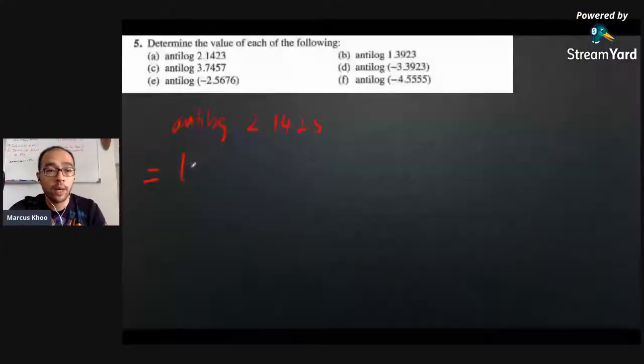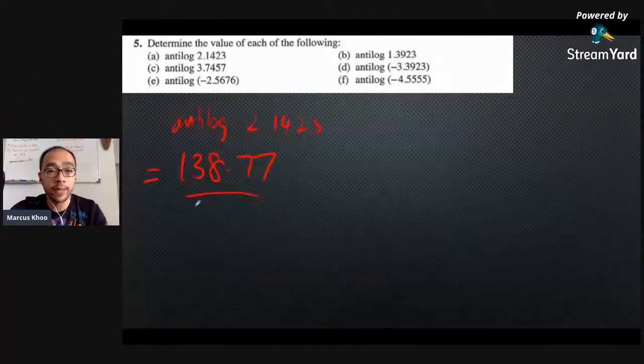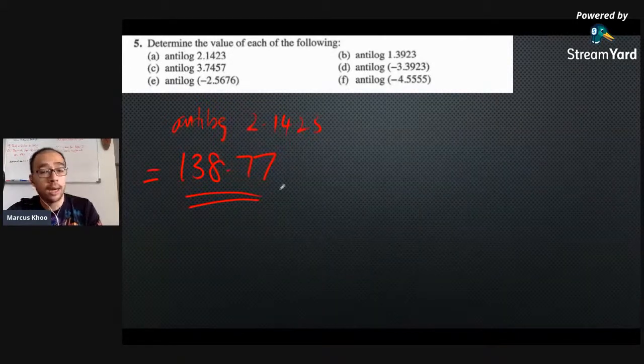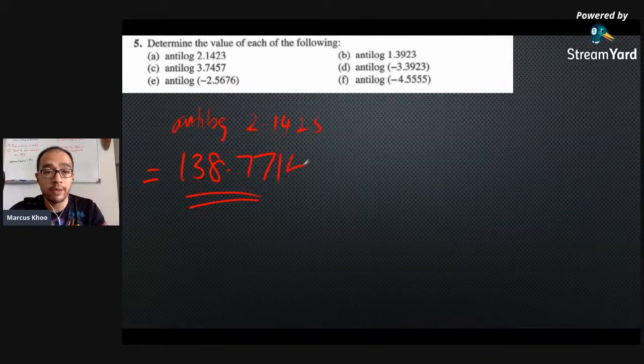Shift log. 2.1423. Then you press equals. 138.77. And that's how you anti-log this one. 138.77. Well, I guess you can take up to 4 decimal places if you want. 138.7714 also can. But basically this whole thing is just to teach you how to anti-log.